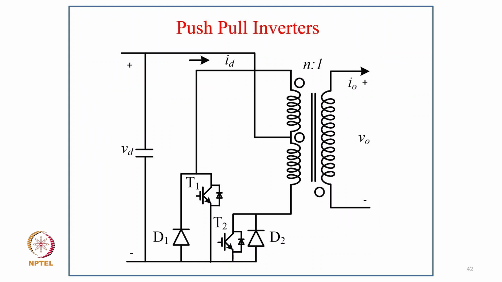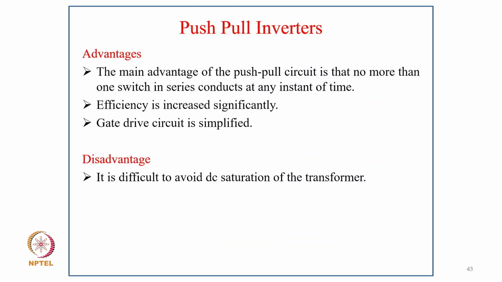This is the circuit of the push pull inverter, where the two switches with anti-parallel diodes are there, and there is a midpoint. The advantage is that only one device conducts at a time, so the losses in the devices are less. The main advantage of the push pull circuit is that no more than one switch is in series conduction at any instant of time, efficiency is increased significantly, and the gate drive circuit is simplified.